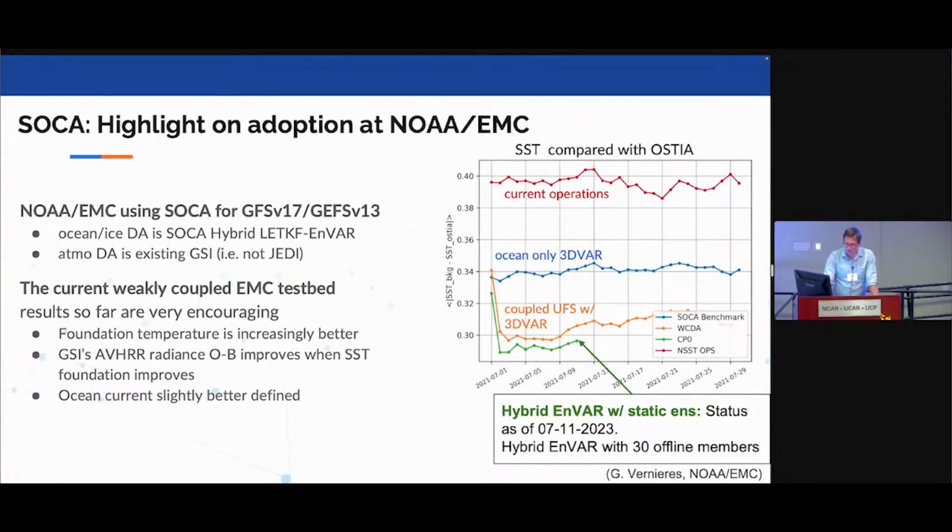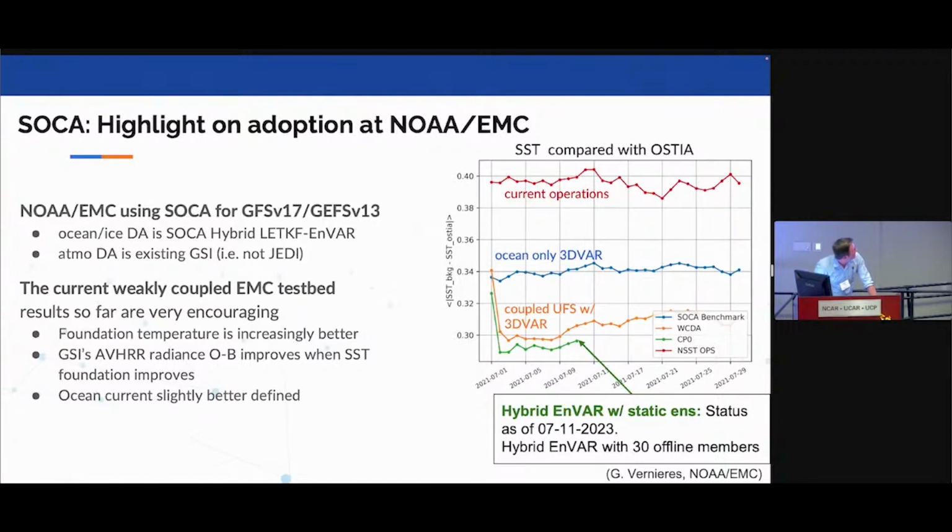So the current status of adoption at NOAA, I've got a couple slides here. And I know this slide has been shown a couple times because this is actually very impressive progress that we have. EMC is using SOCA for, like I said, the upcoming GFS 17, GEFS 13, and the target for that being an ensemble-based hybrid LETKF-EnVar. And so they've started doing some experiments with that.